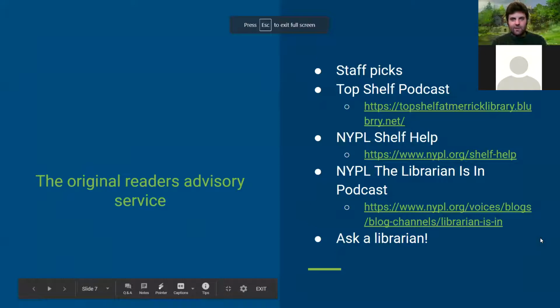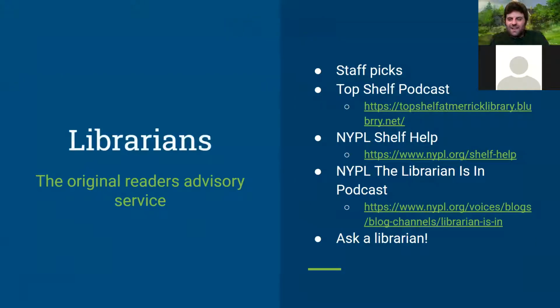And then the original Readers Advisory Service, librarians. If you go to the Merrick Library and walk into our lobby, there are a lot of staff picks there, and those are chosen by librarians. We have books of past staff picks. And you can always come to us at the reference desk and ask us. You can ask us what we're interested in. I think that's one of the misconceptions sometimes people have, that you don't have to just ask.